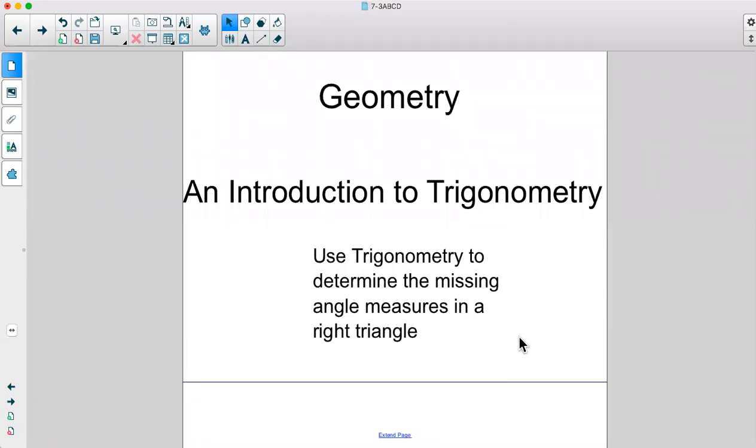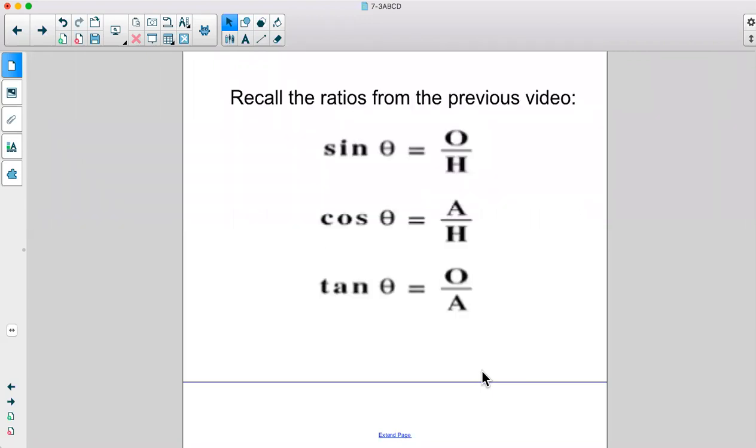Hello, geometry students. Today we're going to continue on our introduction to trigonometry, and today we're going to be using trigonometry to determine the missing angle measurements inside right triangles. So before we start, we want to recall the ratios from the previous video.